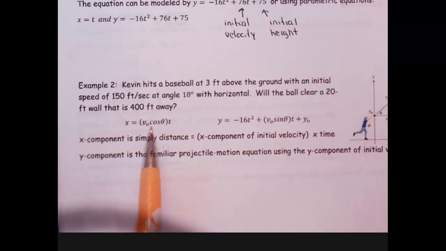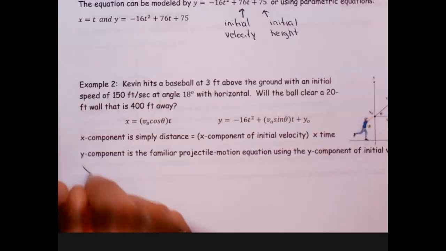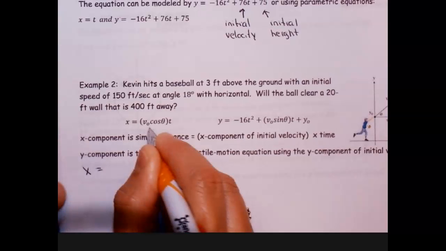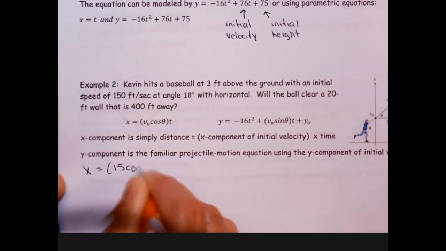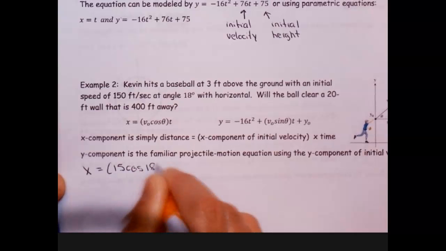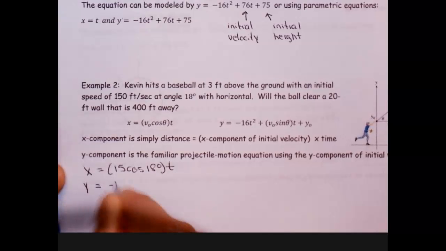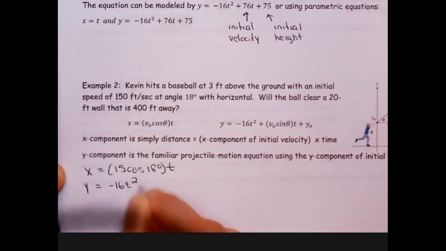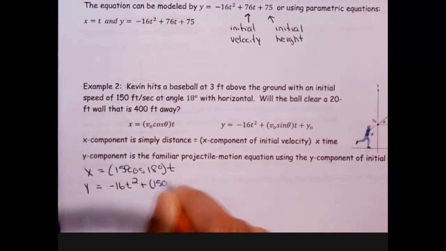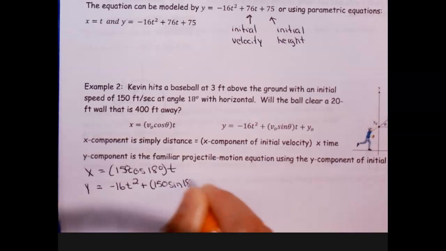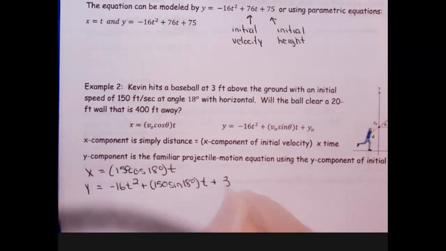So we've got our two general equations, and again, you should see these on your formula sheet. We've got x equals our initial velocity, which is that 150 cosine of 18 degrees times the time. We've got y equals -16t squared, again, looks like I left off a 0, 150 sine of 18 degrees times the time, and our initial height was 3.